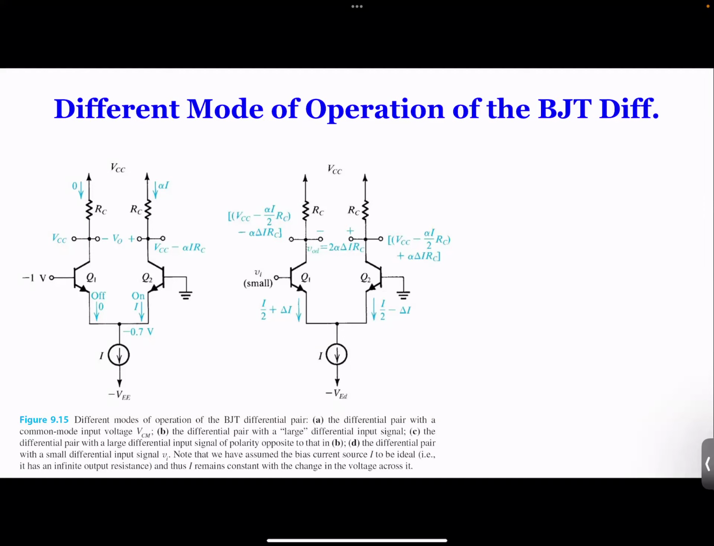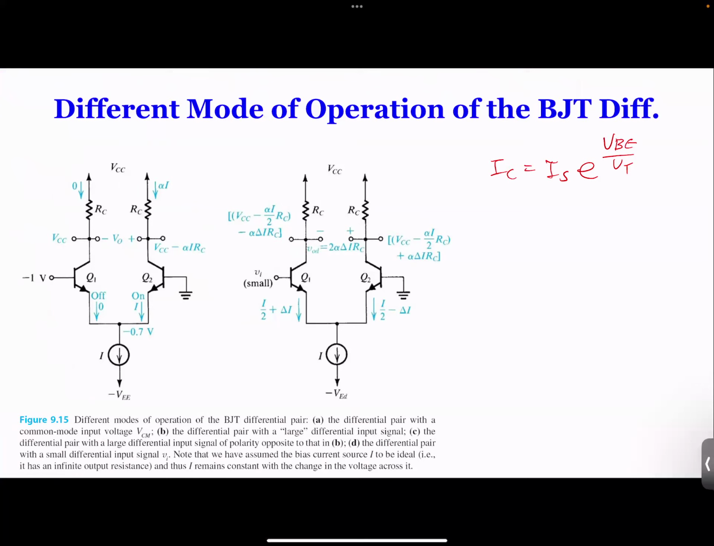Remember, the current is always the current, like IC. Remember what happens to IC? IC is IS times e to the power VB over VT. So if that VB is slightly higher, IC will be slightly more. But if VB increases so much, the IC will shift to one side. But if it's just like 0.1 or maybe 0.2 even, okay, that'll work.